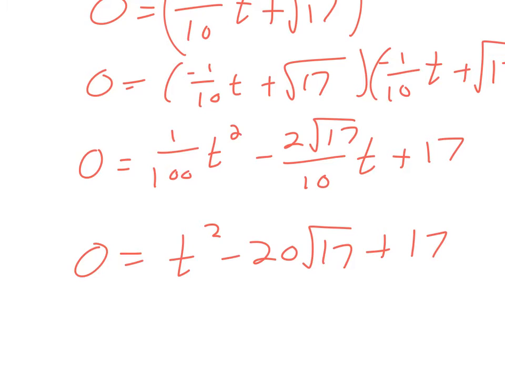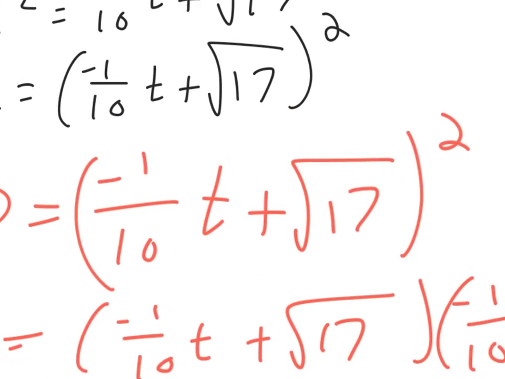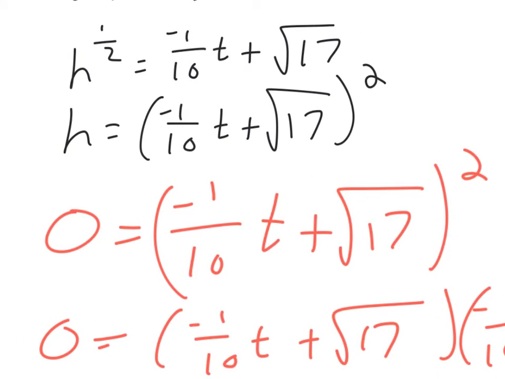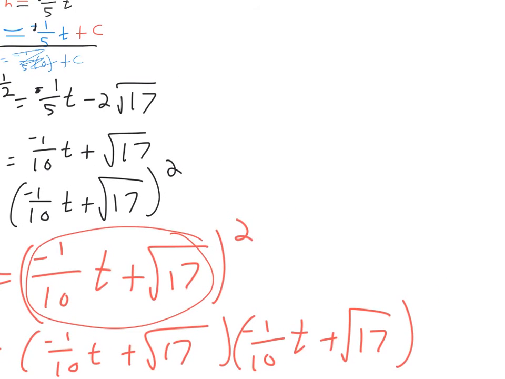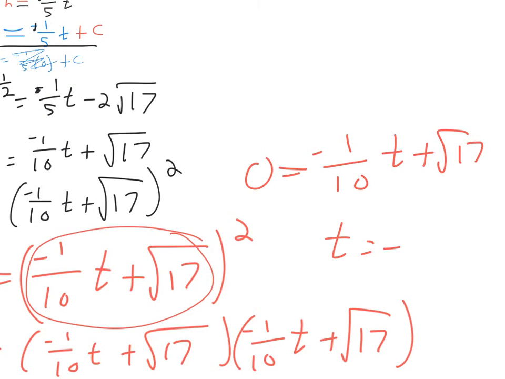Oh my gosh, I just realized something. Forget all that. Because right here, you have everything you need. What's it take to make this equal 0? You need to just find out a value for t that you can plug in to make that equal 0. So just don't even multiply that out. You've got negative 1 over 10t plus square root of 17. We just want to find out what it takes to make this equal 0. So subtract that 17 from both sides. Multiply by 10, you get t equals negative 10 square roots of 17.